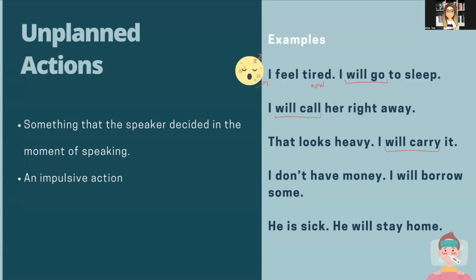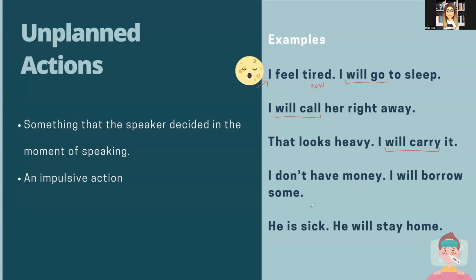"I don't have any money." This is a realization. I just noticed now I don't have any money. "I will borrow some." So this is an idea that I just got in this moment. I didn't think about it. I didn't plan it. It's something that will happen in the future, but I just decided that it will happen right now.